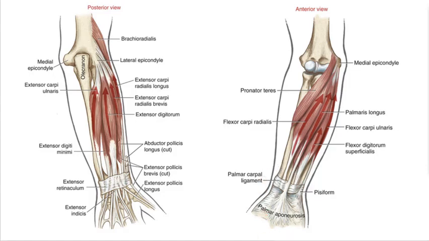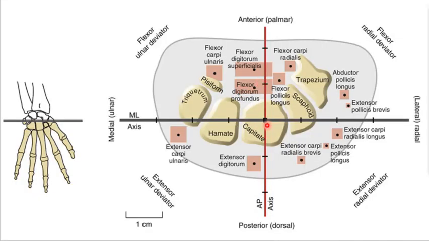And then this next slide shows the contact point here, and you can see ulnar deviation, flexion, radial deviation, and so forth. So you can see that the extrinsic finger muscles have influence over wrist movement.